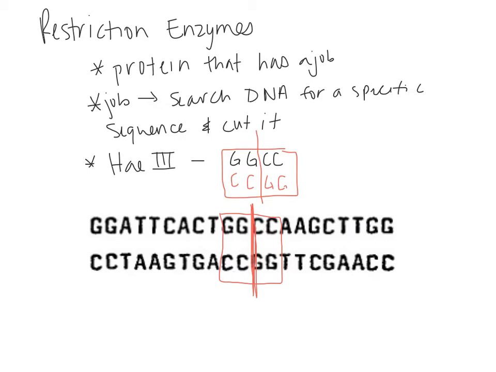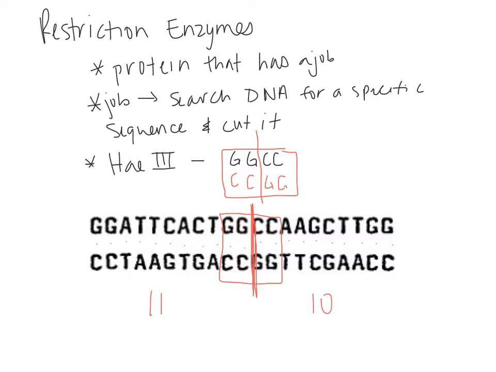Now, the next thing we do is we count up how big are those fragments, and you count the number of base pairs. So when we count the number of base pairs, we go 1, 2, 3, 4, 5, 6, 7, 8, 9, 10, 11. So this side's 11 base pairs long. This one is 1, 2, 3, 4, 5, 6, 7, 8, 9, 10. So that one is 10 base pairs long.